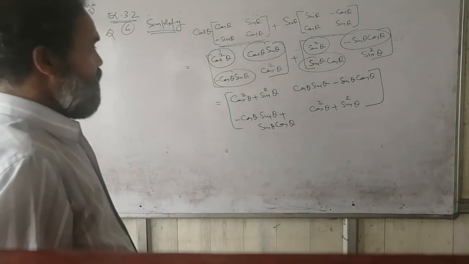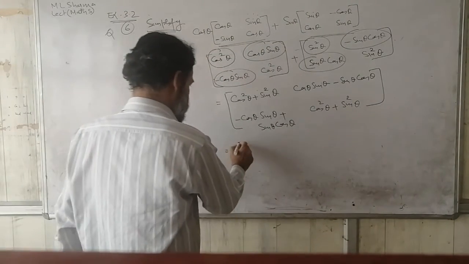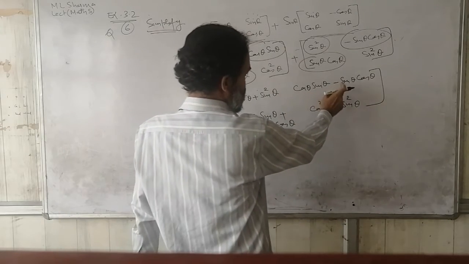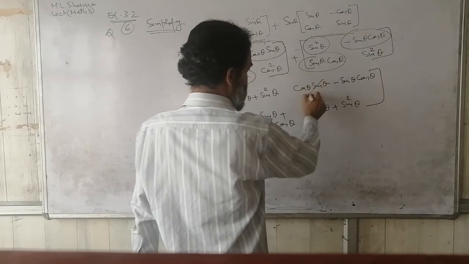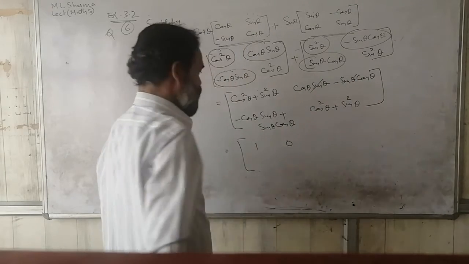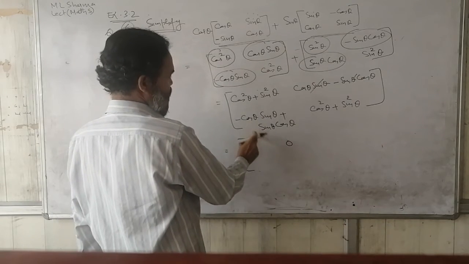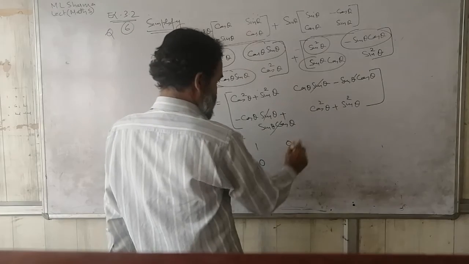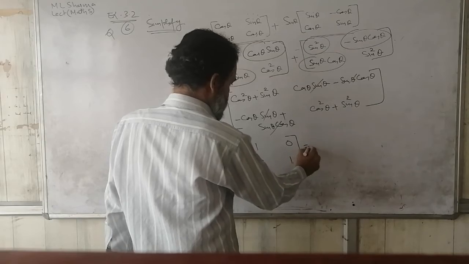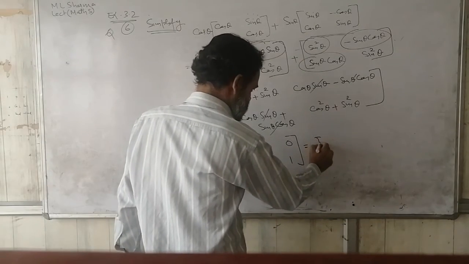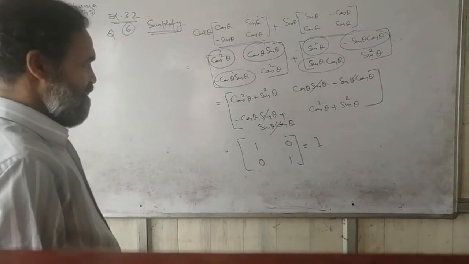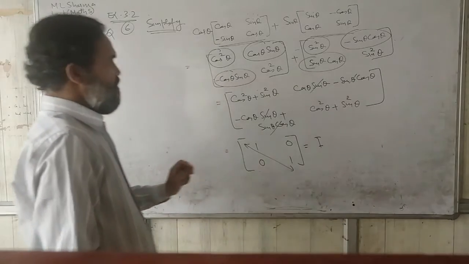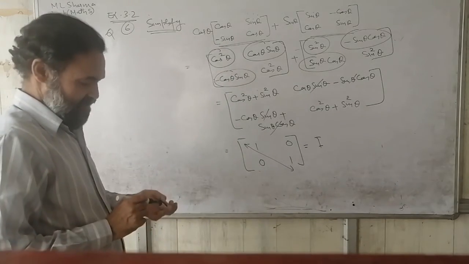So I have added the corresponding elements. Now this is 1, this is minus sin theta cos theta, this is plus sin theta cos theta, they will cancel. So 0 will be here. Again cos theta sin theta, negative sin theta cos theta. So they will cancel. 0 here and 1 here. So this I can say this is matrix I, that is identity matrix. Why? Because its diagonal elements, they are 1. So in this way this question was to be solved.